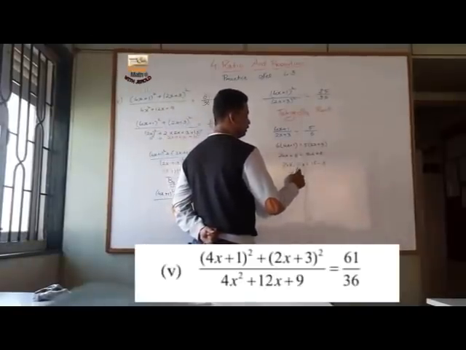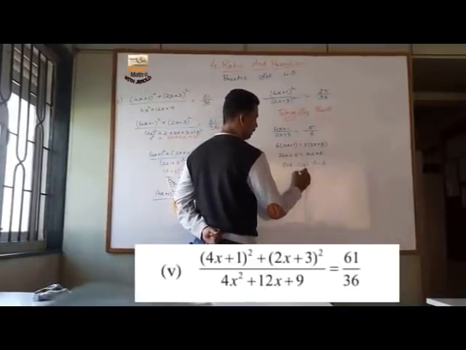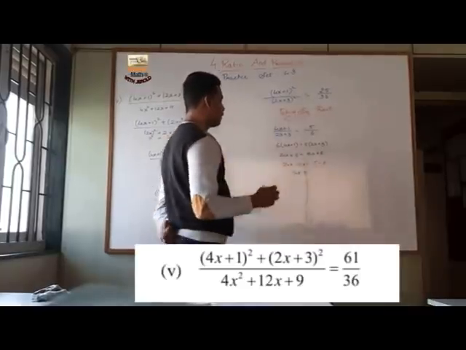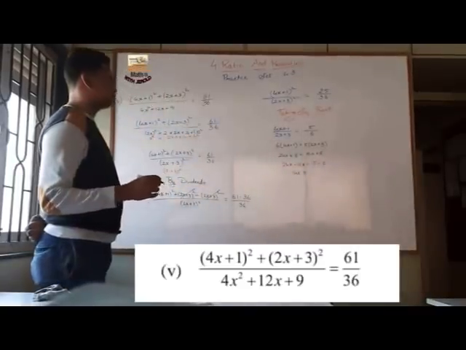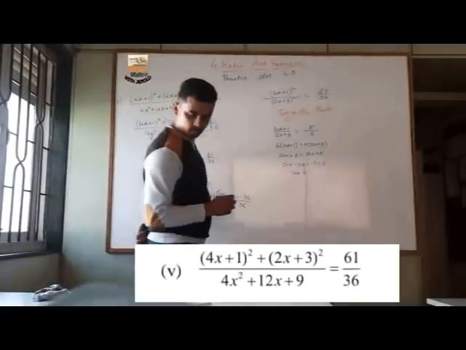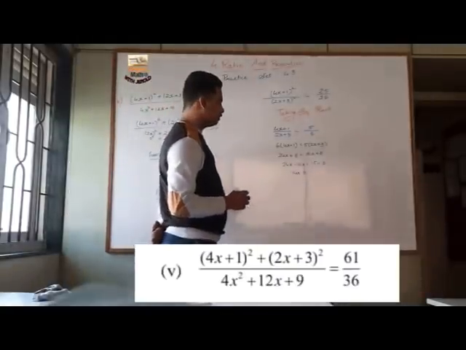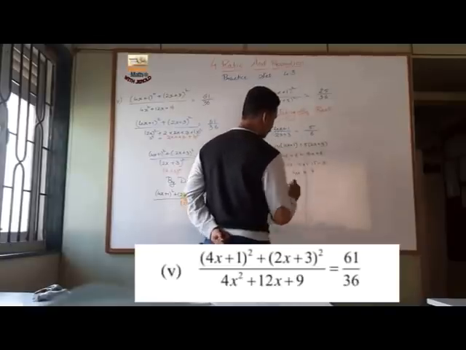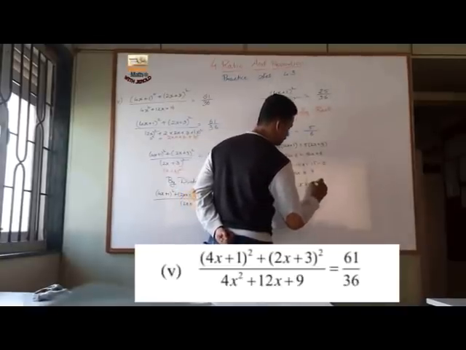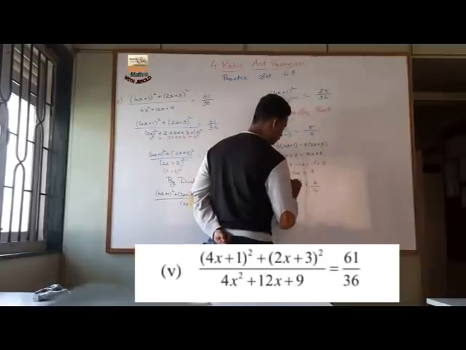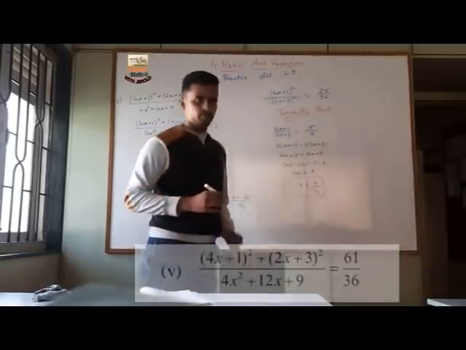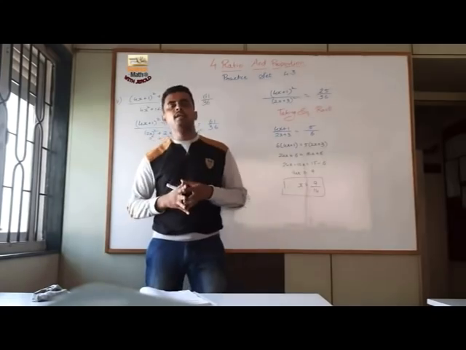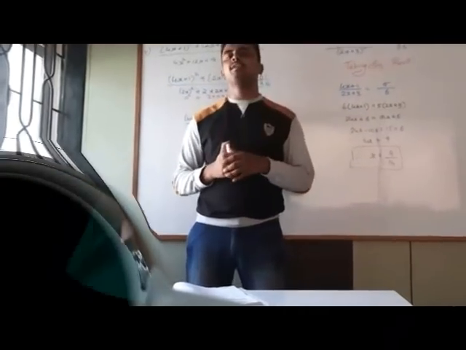24 minus 10 will give me 14x is equal to 15 minus 6, which will give me 9. Therefore, the value of x is equal to 9 upon 14. That is the end of practice set 4.3.